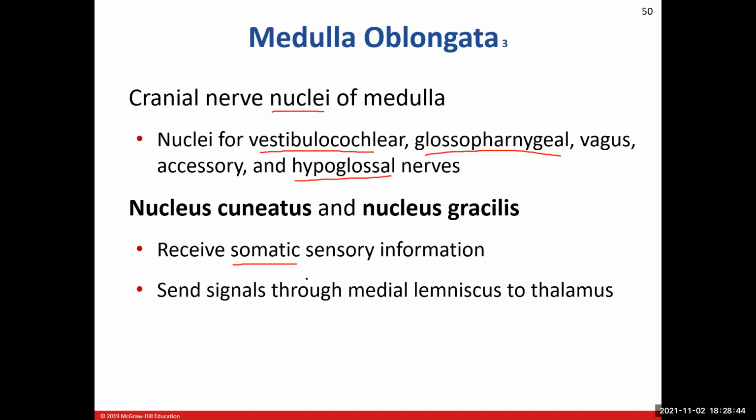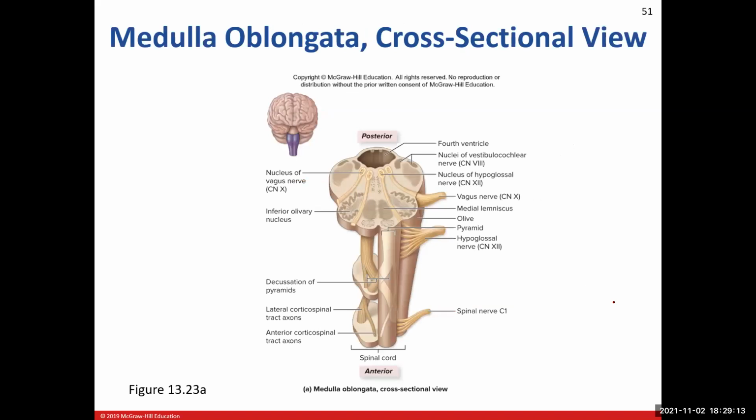So some of the neurons that leave the nucleus cuneatus or the nucleus gracilis are going to ascend up towards the brain through the medial lemniscus, all the way up into the thalamus, and then eventually on to the somatosensory cortex. Good news, we get to learn about that in the next chapter, so we can save that. But just keep in mind that that is located here in the medulla oblongata.